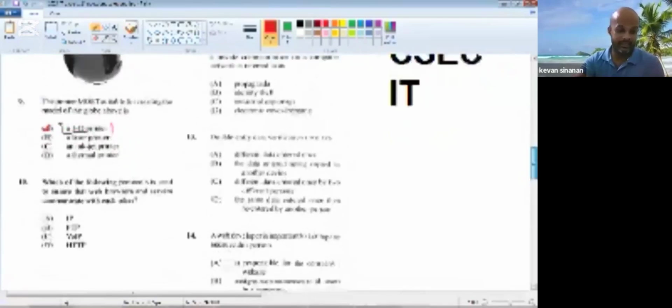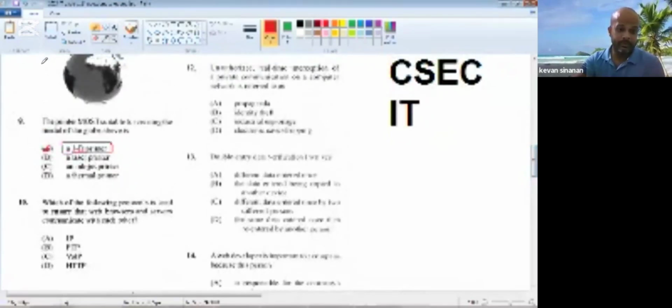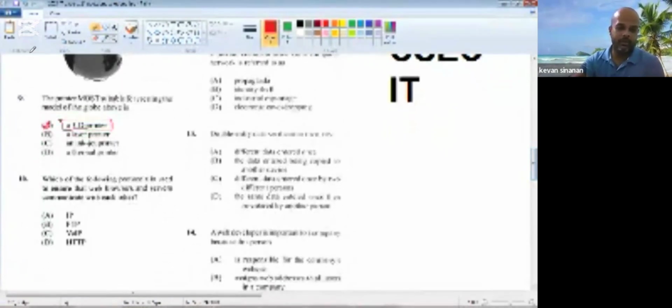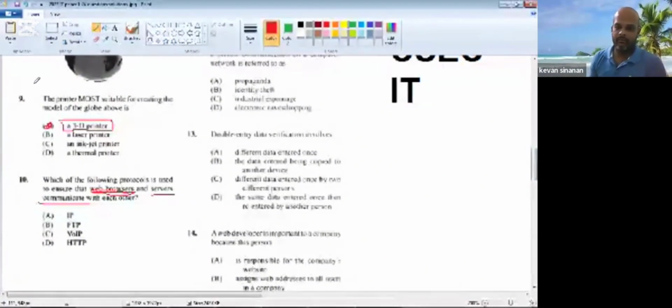plant-based surfaces. Number 10, which of the following protocols is used to ensure the web browser and servers communicate with each other? What they're asking us is how do web browsers, like your Google Chrome, your Firefox, your Safari, Internet Explorer, and servers communicate with each other. Your servers would be where your websites reside, for lack of a better word. So servers would be where the Google servers are.